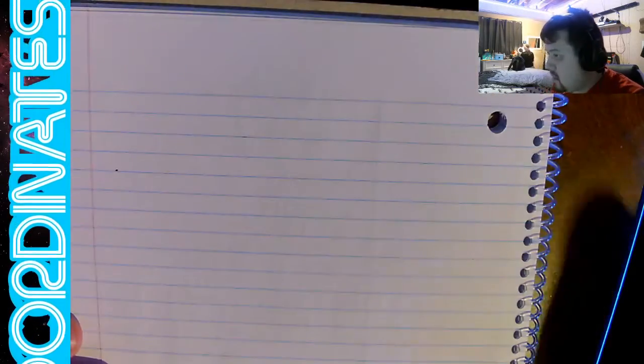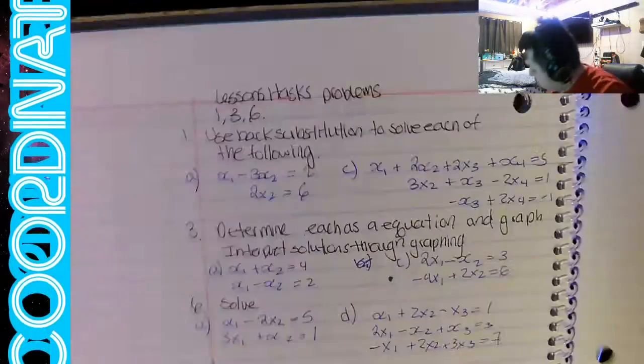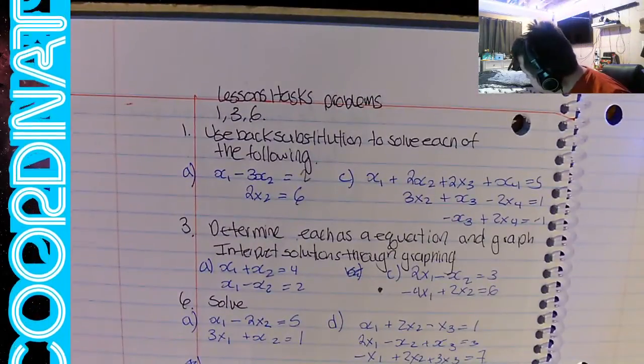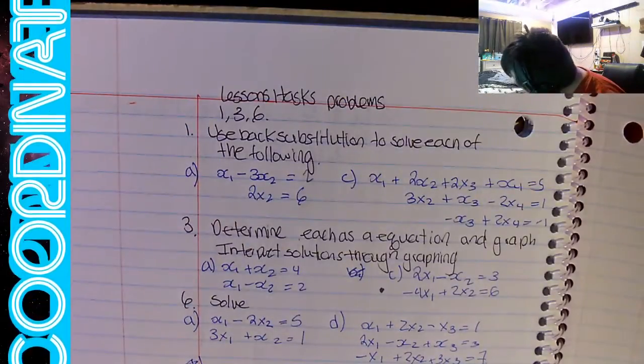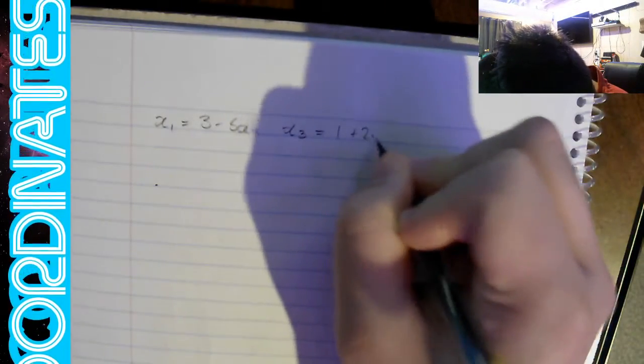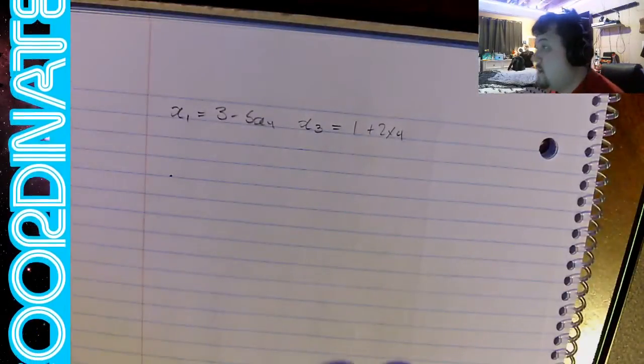To solve that, what we're going to do, and one second, I just got to the page. You know what, I'm actually going to keep it big, because it's a little bit easier. So what we're going to do is take both equations with x4 in it. We have x1 equaling 3 minus 5x4, and we have x3 equaling 1 plus 2x4.